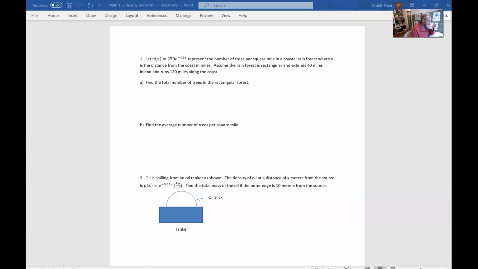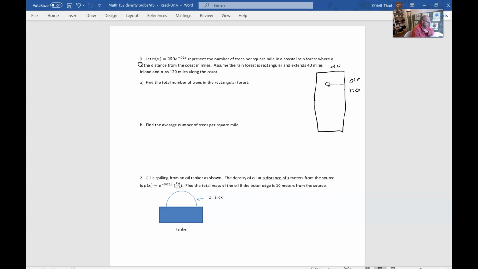So n of x is equal to 250 times e to the negative 0.02x and represents the number of trees per square mile in a coastal rainforest, where x is the distance from the coast in miles. Assume the rainforest is rectangular and extends 40 miles inland and runs 120 miles along the coast. So that would look something like this, right? This would be 120, that would be 40, and we could do ocean here, let's say, and it's getting less dense as you run that way.